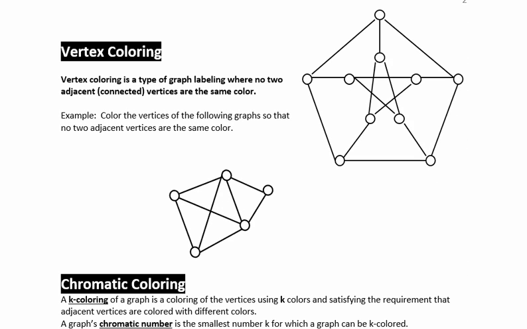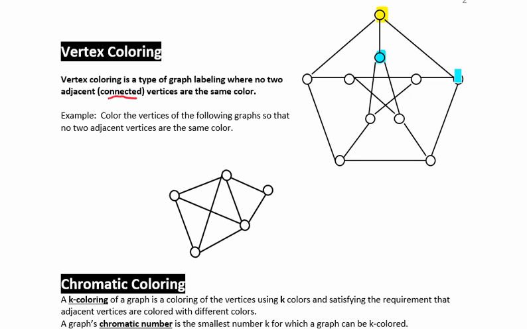Now, the other aspect of this is vertex coloring. Vertex coloring is a kind of graph labeling where no 2 connected or adjacent vertices can be the same color. So here is a graph, and what that means is I'm going to start off and make this one up here yellow. Now, if I make that yellow, the ones that are connected to it cannot be yellow. So maybe I decide to make this one blue.